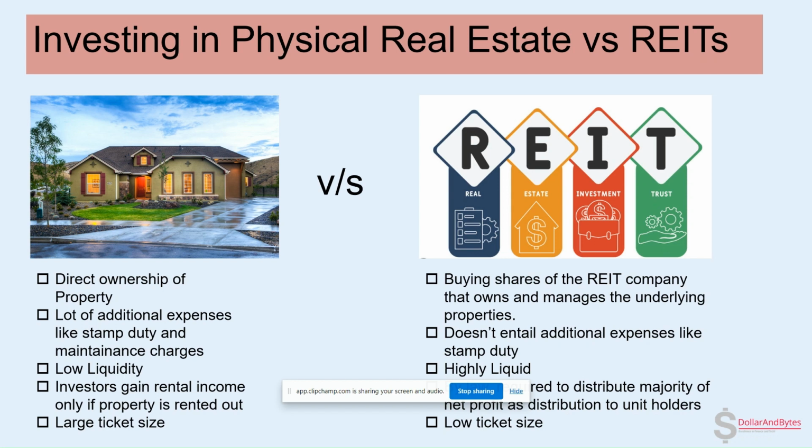So the first difference is that when an investor is investing into a physical real estate, he or she is having a direct ownership of the property. On the other hand, when an investor is investing into a REIT, what the investor is basically gaining access to is just a share of the REIT company, which in turn will own and manage the underlying property. So when an investor is investing in REIT, the investor is not having a direct ownership of the underlying property. This is something the investor has to keep in mind.